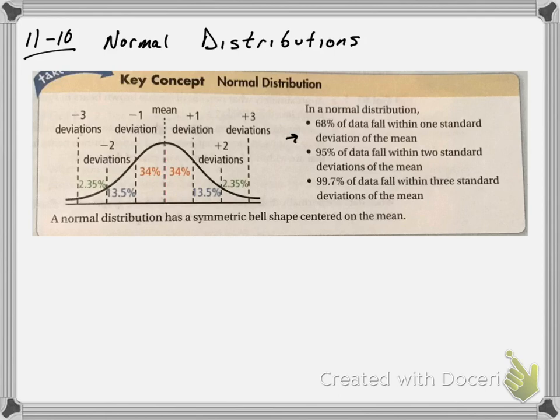Between one standard deviation here is 68% of all my data. Between two standard deviations of a normal curve is 95% of your data. And between three standard deviations is 99.7% of all your data if it's considered a normal distribution or normal model.